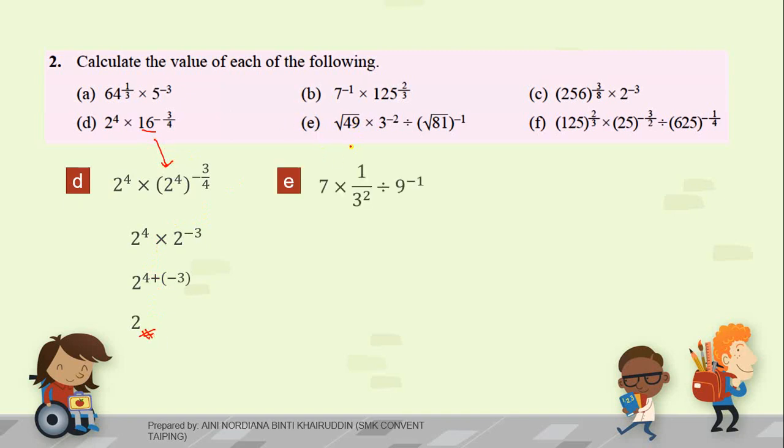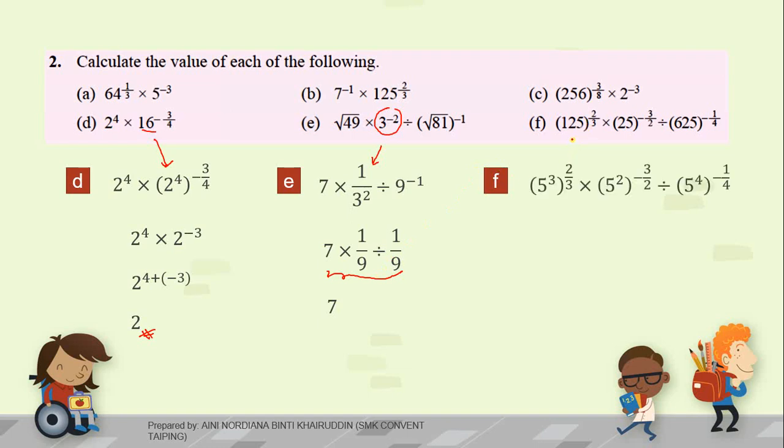E, 49, square root of 49 is 7. This change to positive index form. Square root of 81 is 9 to the power of negative 1. 1 over 3 square is 1 over 9. So this is the answer. This you can use your calculator.